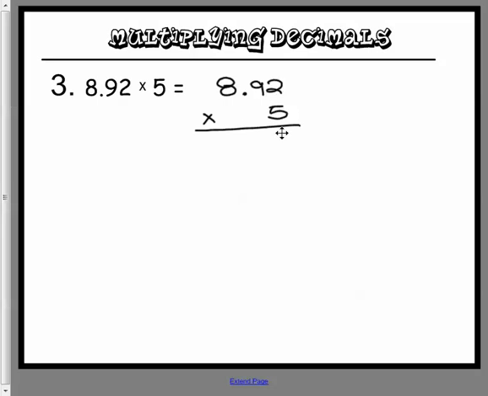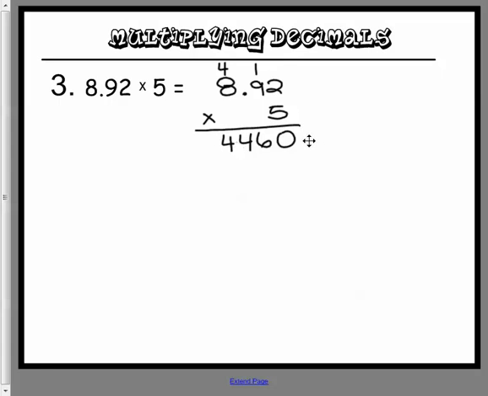Okay, 5 times 2 is 10. So put your ones down, bring your 10 over here. 5 times 9 is 45, plus 1 is 46. So carry my 4 over here. 5 times 8 is 40, plus 4 is 44.